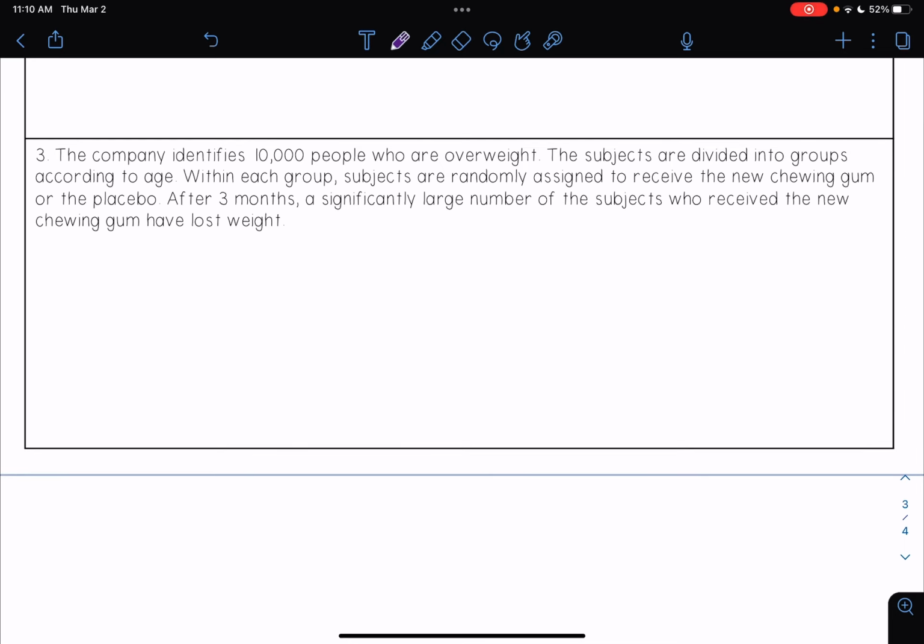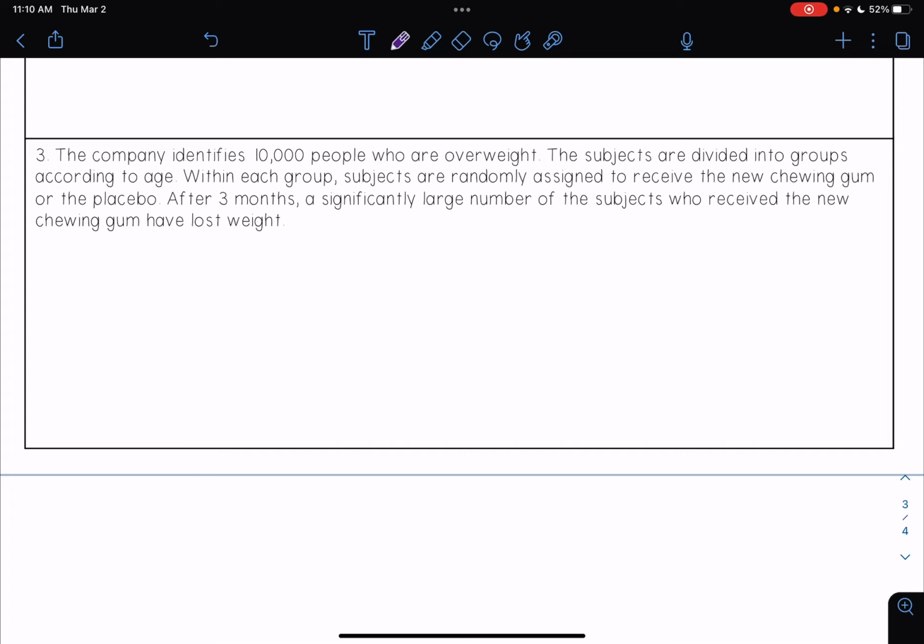Okay, let's look at one last one. Here the company identifies 10,000 people who are overweight, so sample size again is good. The subjects are divided into groups according to age. Within each group, subjects are randomly assigned to receive the new chewing gum or the placebo. After 3 months, a significantly large number of the subjects who received the new chewing gum have lost weight. So here we see the subjects are divided into groups according to a similar characteristic, age. Because subjects within each group are randomly assigned to receive the new chewing gum or the placebo, replication is possible.